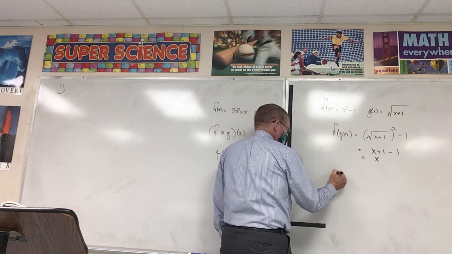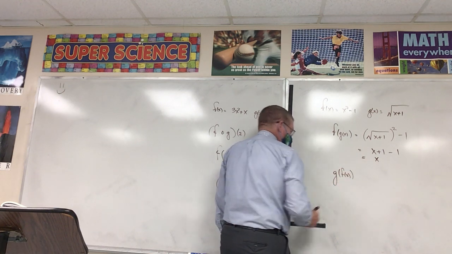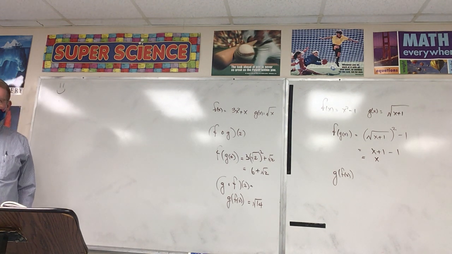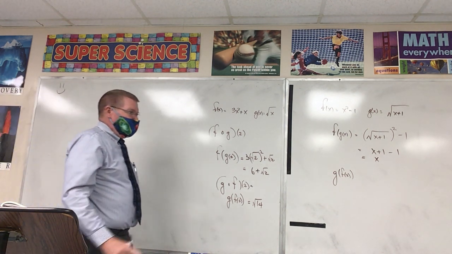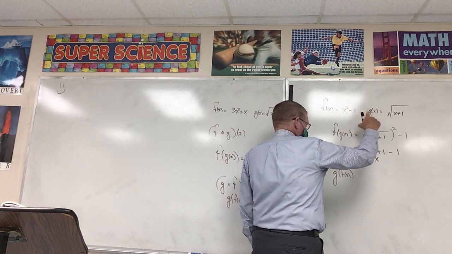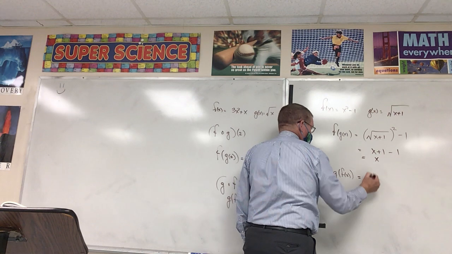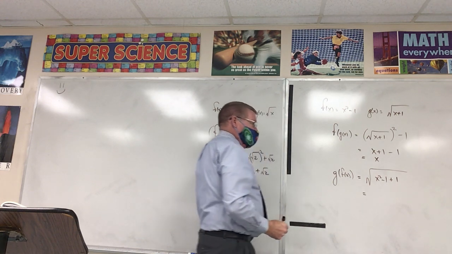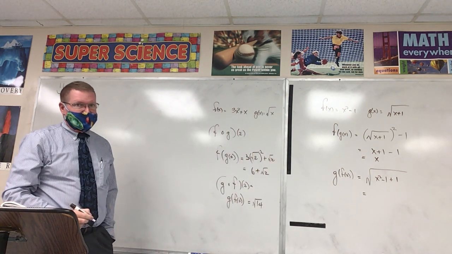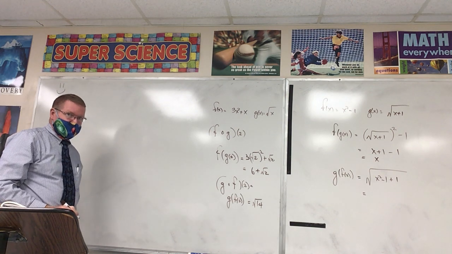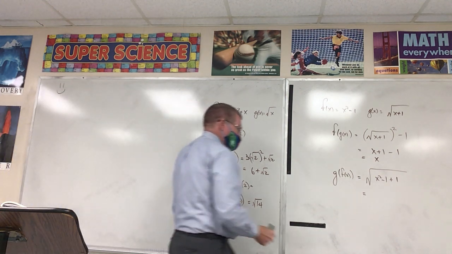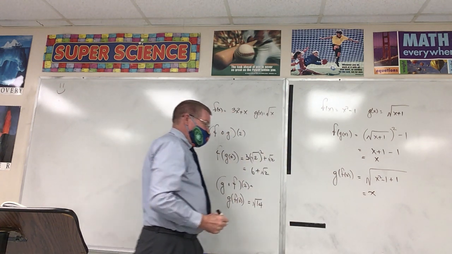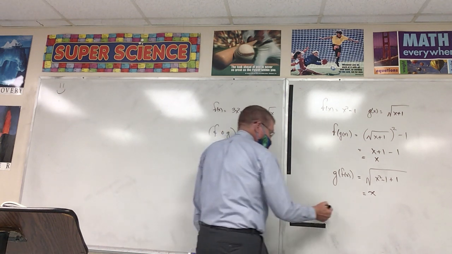Go the other way, g of f of x. That tells me to do what? Put f in for the x in the g. That means the square root of x squared minus 1, plus 1, which is x squared minus 1 plus 1, x squared. The square root of x squared is x. Good?